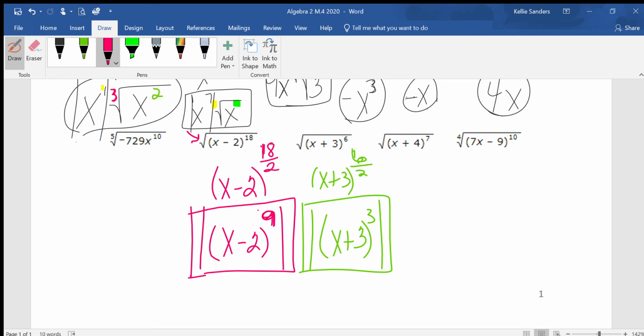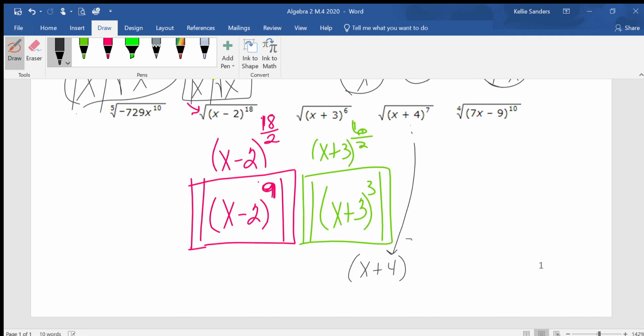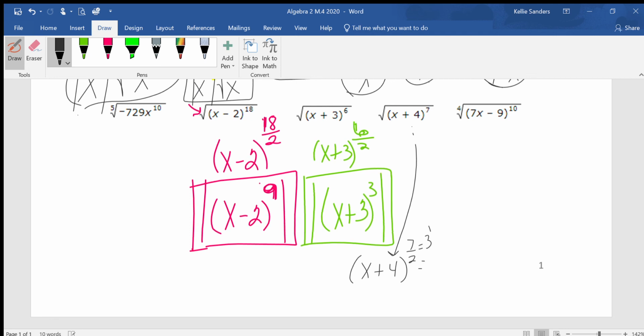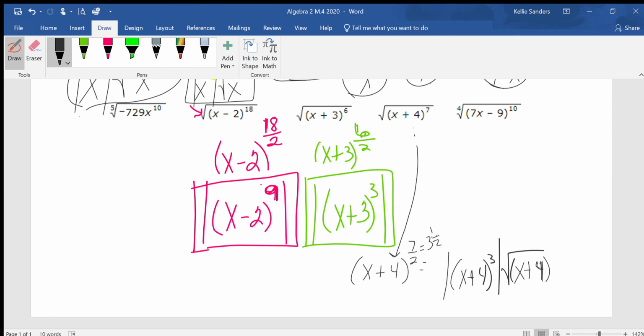See, I need even more room for these. I write too big. Okay, so I'm going to scooch this one down here. x plus 4, 7 over 2. 7 over 2 is 3 1/2. So x plus 4 to the 3 is odd. x plus 4 stays inside also. So 3 of them come to the outside, but 1 of them stays on the inside.